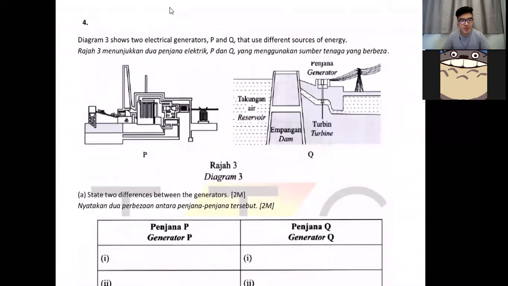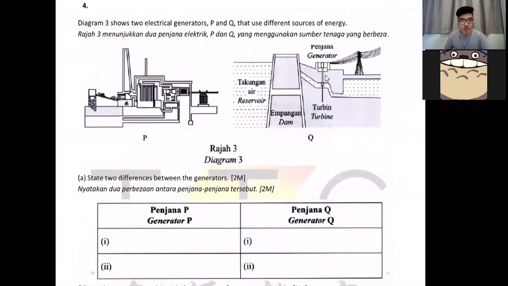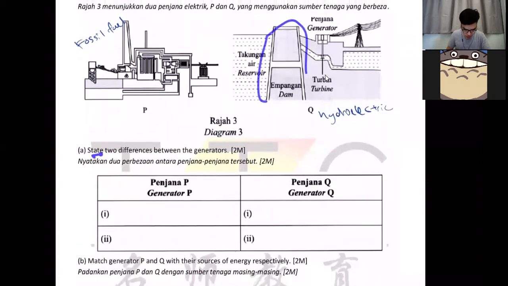All right, anyway, moving on. Let's go to number 4. So what is this? These are 2 electric generators, which are P and Q. This one I think is fossil fuel, because I can see them extracting petrol from underground. This one easily, this is your hydroelectric. You see the dam here. This is hydroelectric. So, 2 differences between the generators.